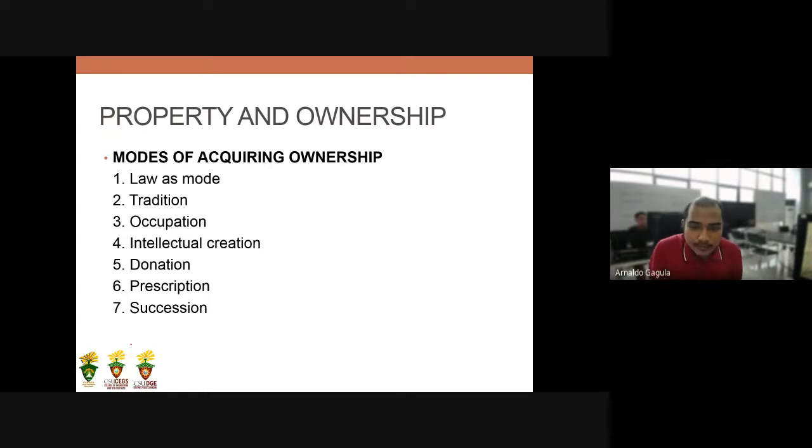So let's go to the modes of acquiring ownership. There are 7 modes of acquiring ownership: law, contract, tradition, occupation, intellectual creation, donation, prescription, and succession. This applies not only to real property, it can also apply to personal property.